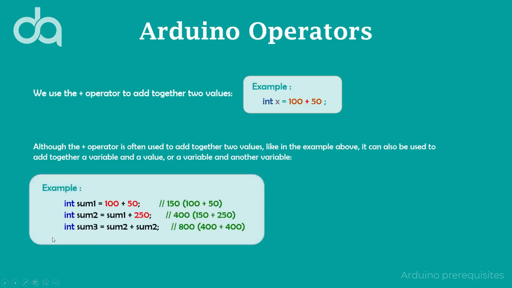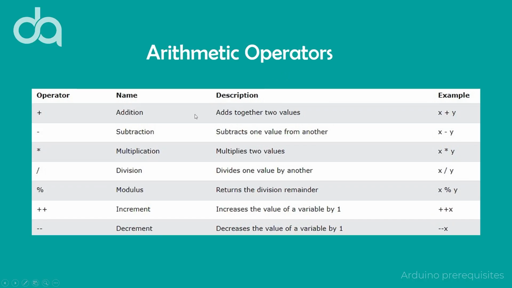For example, here you can see sum1 = 100 + 50. sum2 = sum1 + 250, and here sum3 = sum2 + sum2. Okay? Sum2 points to this, here is sum2 and here is sum2 plus sum2. And that's it. Arithmetic operators are used to perform common mathematical operations.